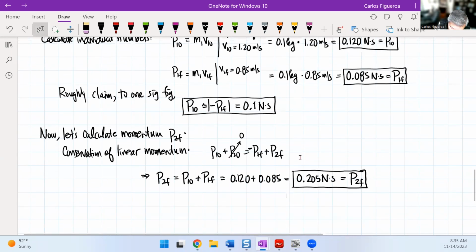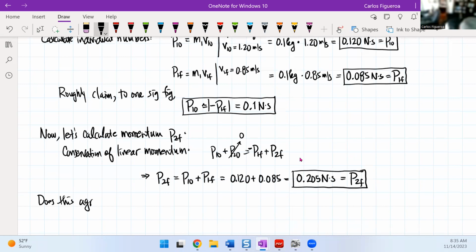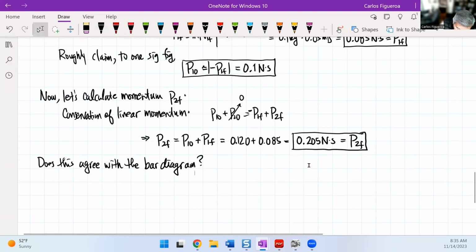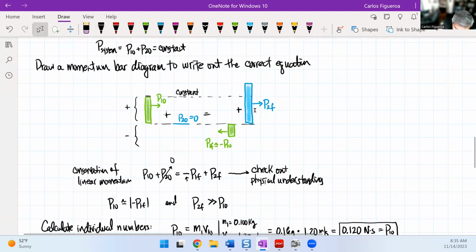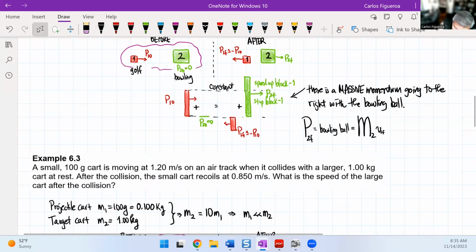So now let's go back to our picture. Does this agree with the bar diagram? What we said in the bar diagram is that the lion's share of the momentum was carried by the momentum of the bowling ball, right? That's what we were saying right here.